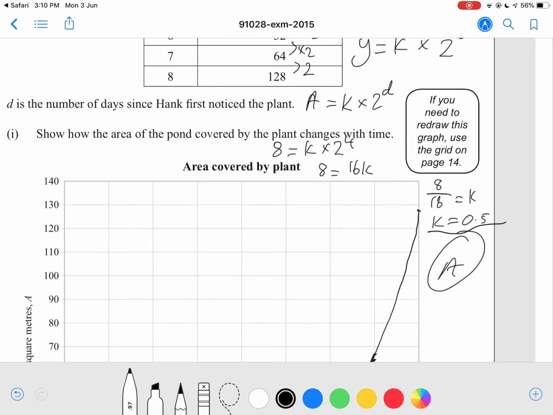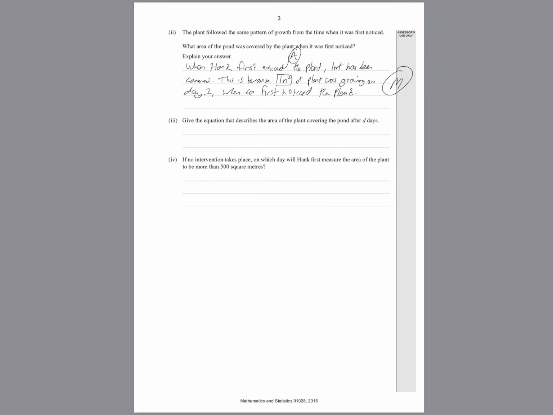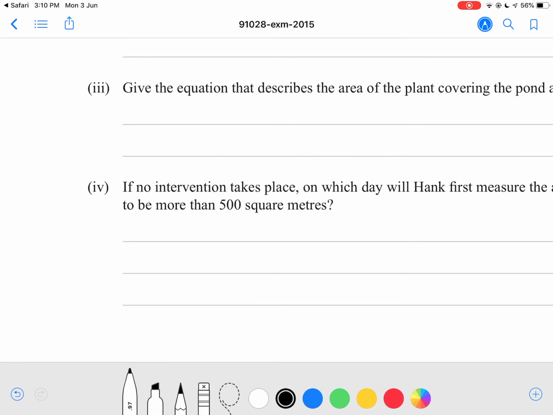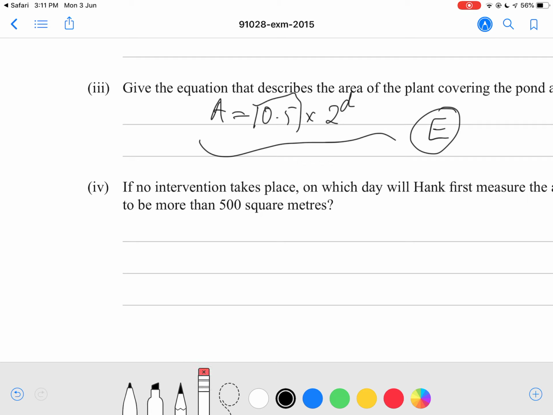So basically now we found our k value. Therefore we can rewrite our equation as area equals 0.5 times 2 to the power of d. This is our final answer here. Getting all the way here to the final answer will get you an excellence grade. Getting a merit grade is only getting this part of the equation, so only getting 2 to the power of d will get you a merit grade. But you need a 0.5 in front of the equation in order to get your excellence grade.